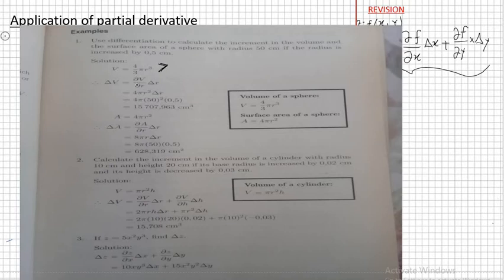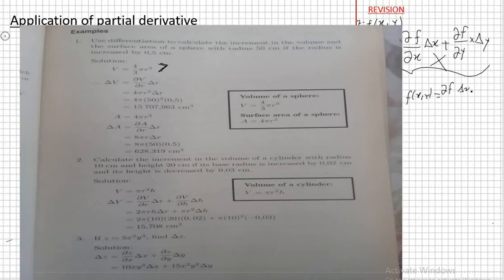But if you look at this formula, we only have one variable. So this is not a multivariable function, because we have a function v which only includes one variable r, but we can still use the relation to determine the change. So I'm referring to this one. This is the relation that can be used to determine the change of the function.